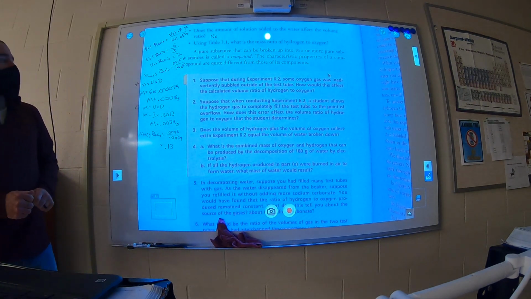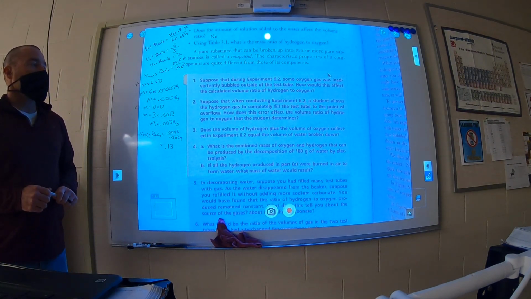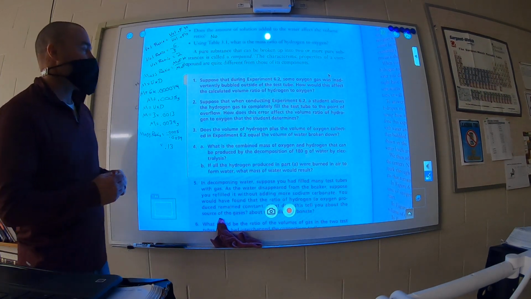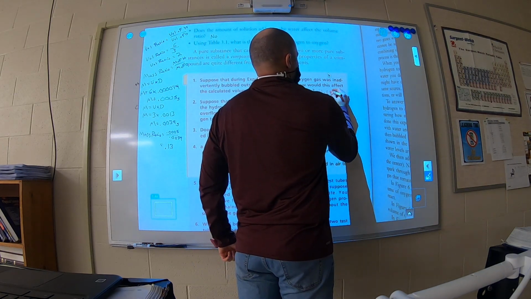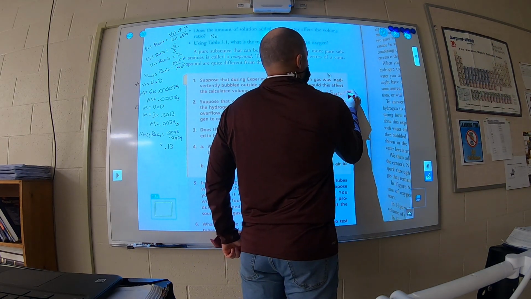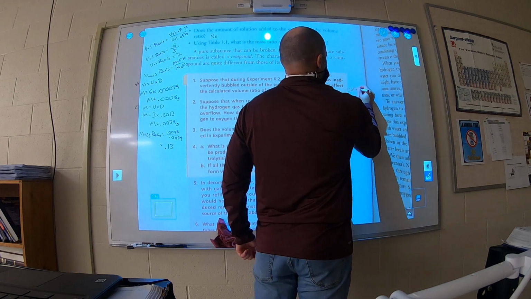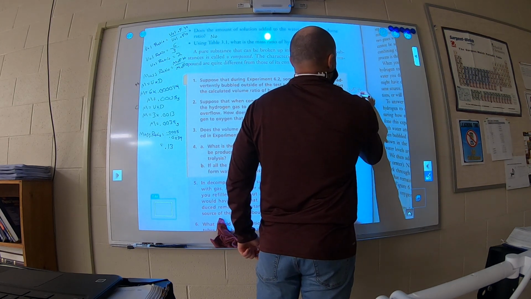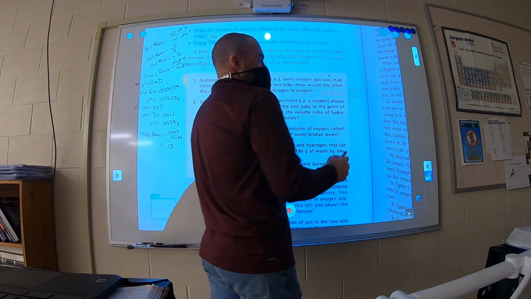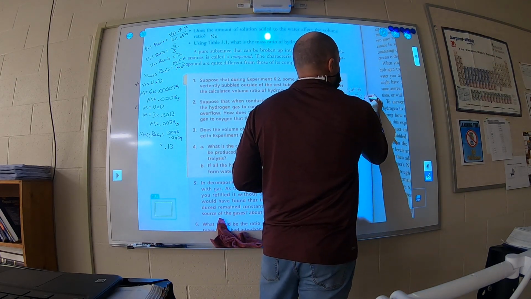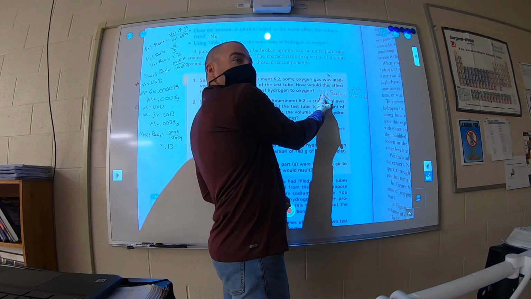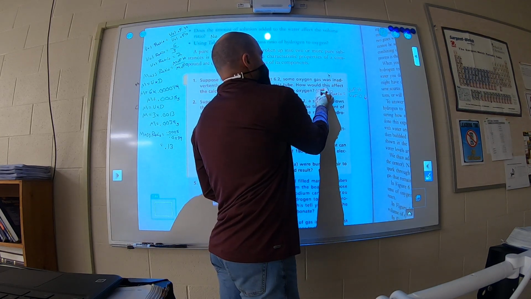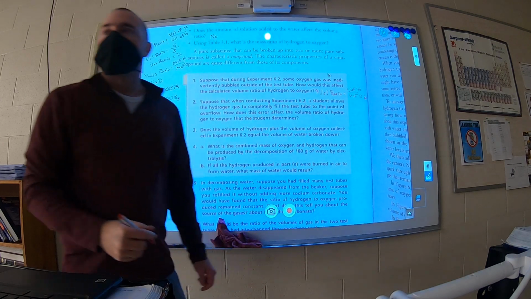Number 1, it says, suppose that during experiment 6.2, some oxygen gas was inadvertently bubbled outside the test tube. How would this affect the calculated volume ratio? So here's how we found it. Volume ratio is equal to V of H over V of O. If some of the O was inadvertently bubbled out, it's going to make the O less, and it's going to make the volume ratio do what? Increase. So this would give you a volume ratio greater than 2.